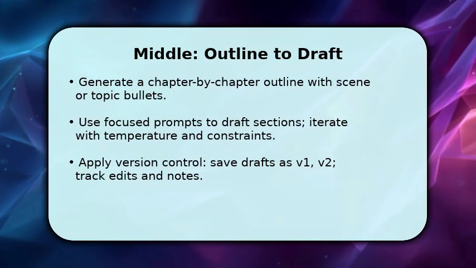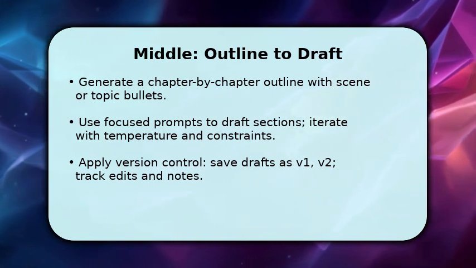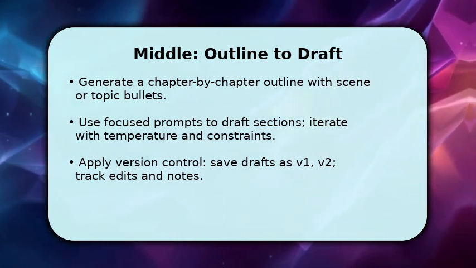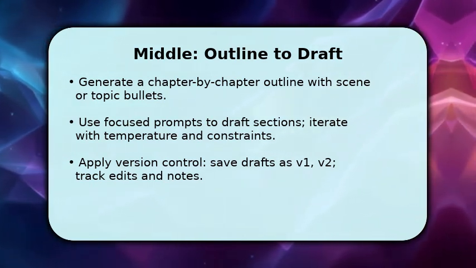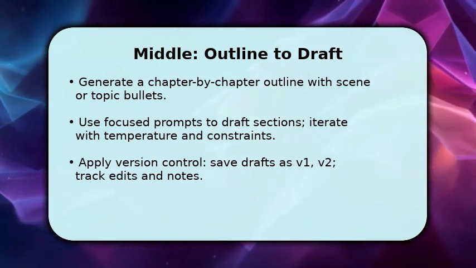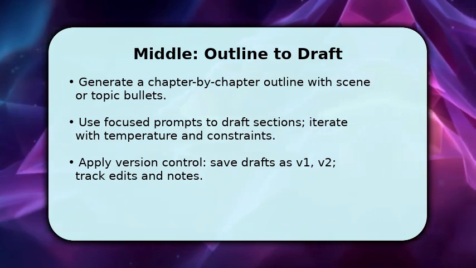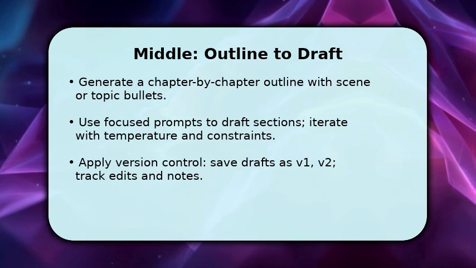You now convert the outline into readable chapters by working in sections. Start with a chapter skeleton, then prompt the AI for a first draft of one scene or subsection. Keep prompts focused and include tone, length, and key points. Once you have a draft, revise with targeted prompts, tighten prose, expand examples, or simplify language.